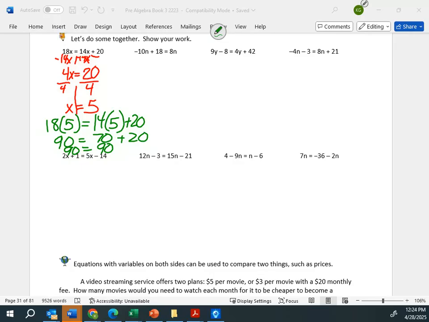Okay? So always take what you get for your variable as your answer and plug it back into the original equation to make sure we didn't make any of those simple math mistakes that are easy to make.